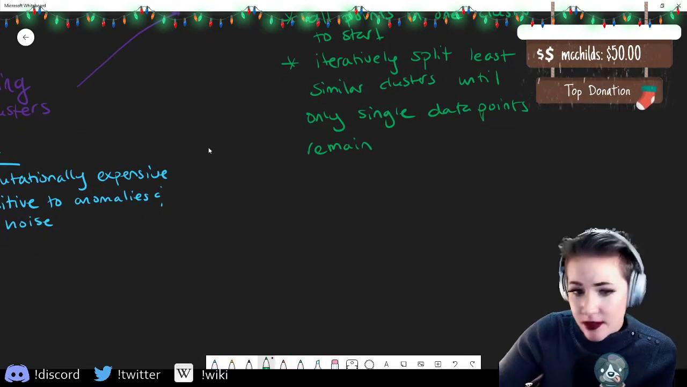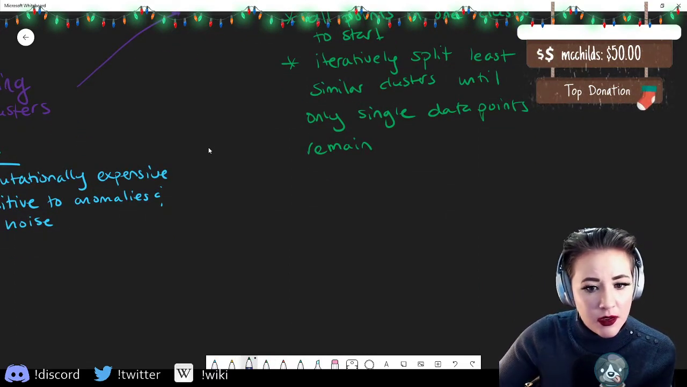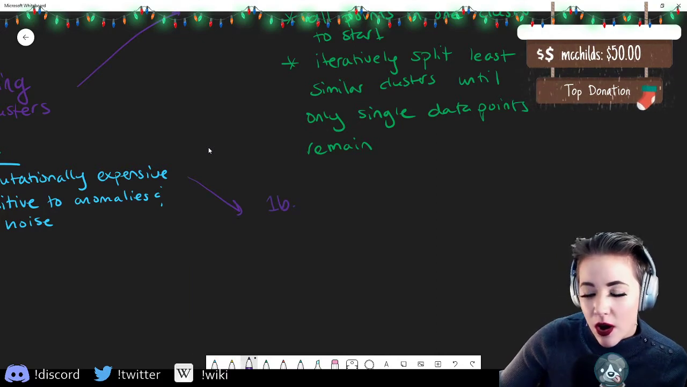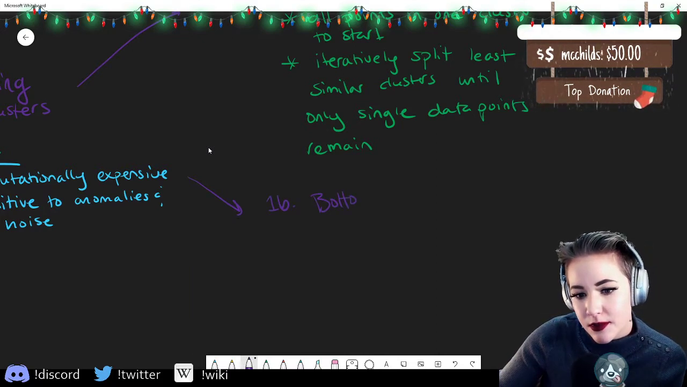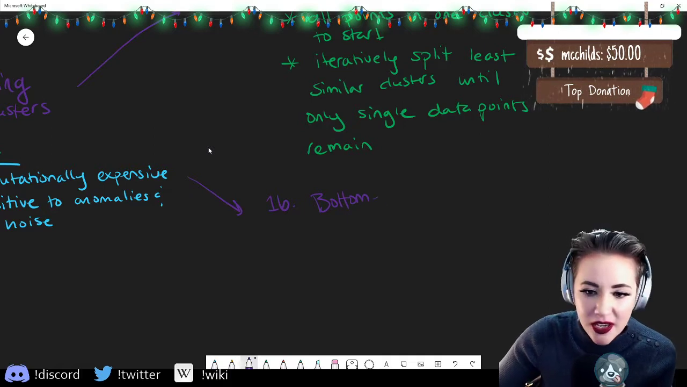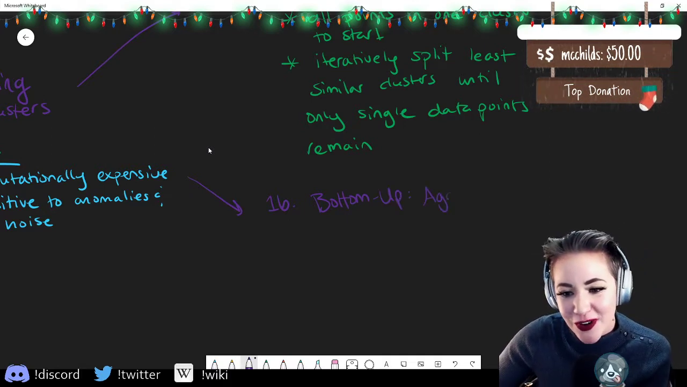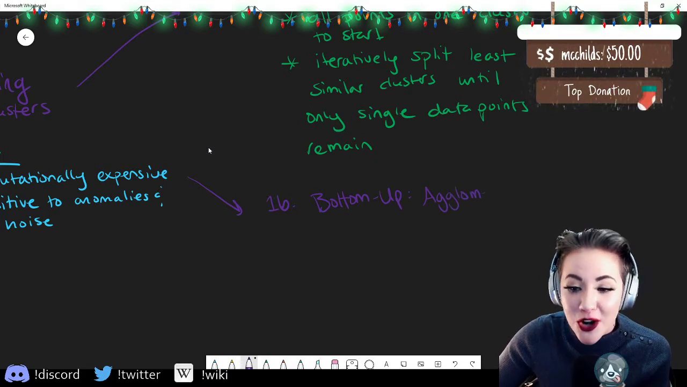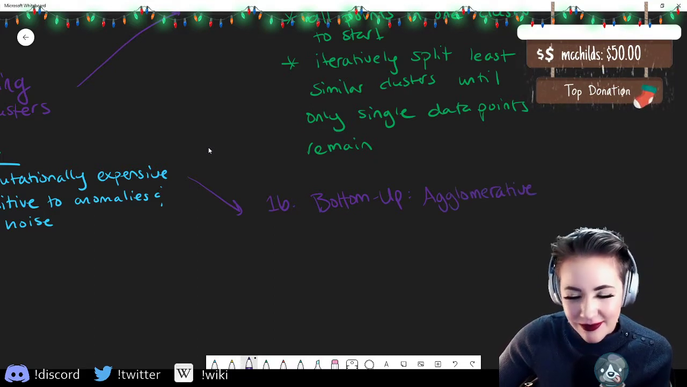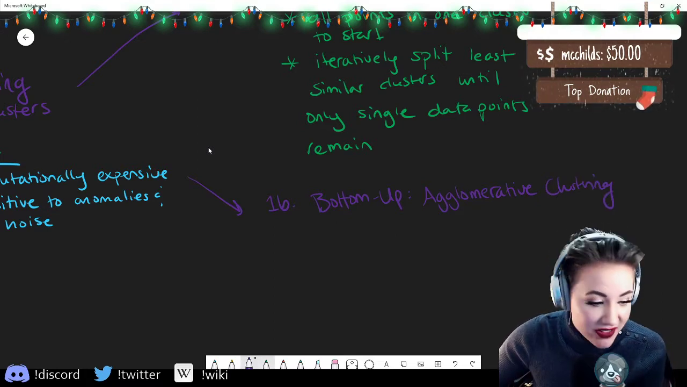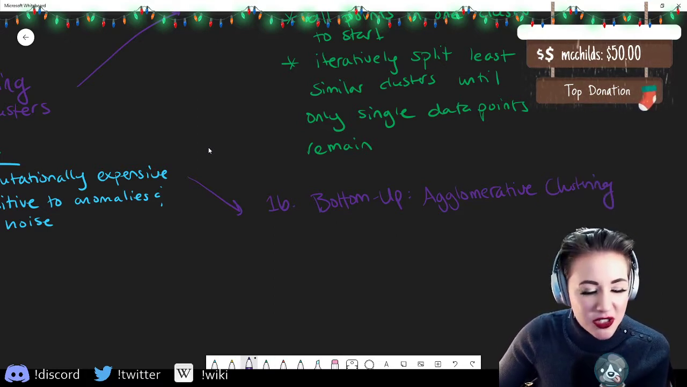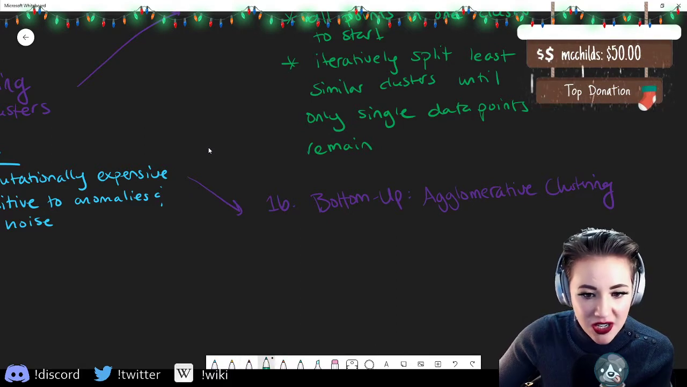Unlike decision trees, we also have what we'll call our bottom up. Another tough word I've seen is agglomerative. Again, we're just feeling fancy here. Agglomerative clustering literally just means we're smushing stuff together. This is the smushing method.